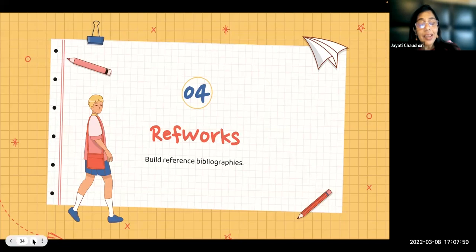So there are many citation manager tools available online. Some of them are free. RefWorks is a subscription-based citation manager tool that we have, and you all have access to it from Cal State L.A. library. Next slide, please. So you all can actually create an account with RefWorks.